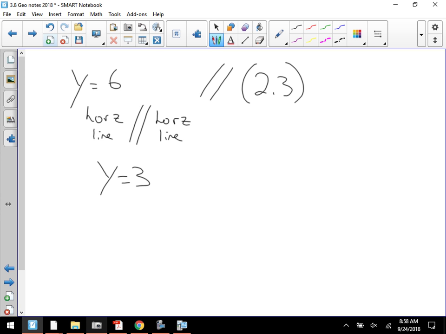When you're dealing with horizontal and vertical lines, do it this way. You have to think about what does it mean? What is the equation? What does it look like? That's the easiest way to do it, instead of trying to figure out slopes and using formulas and all that. This works very well with these types. Same thing if it's vertical.